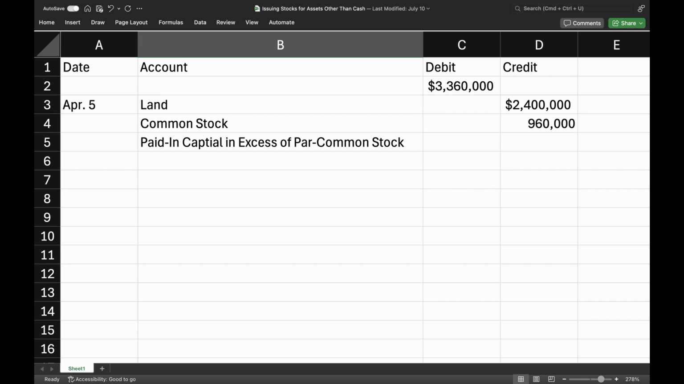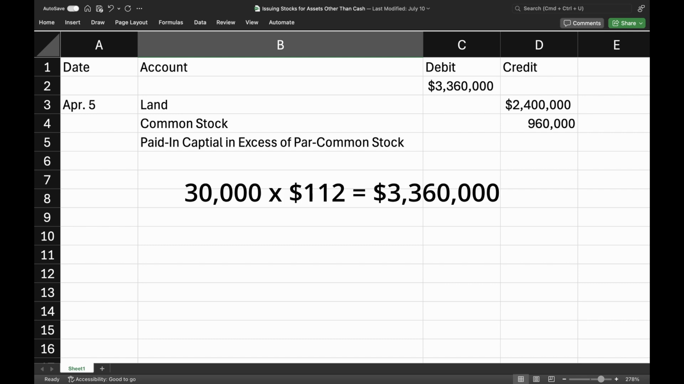the transaction. To find the balance of the land account, you must multiply the total number of shares by the market value per share. So in this case, you would multiply 30,000 shares by $112, which comes out to $3,360,000 for the debit balance of the land account.